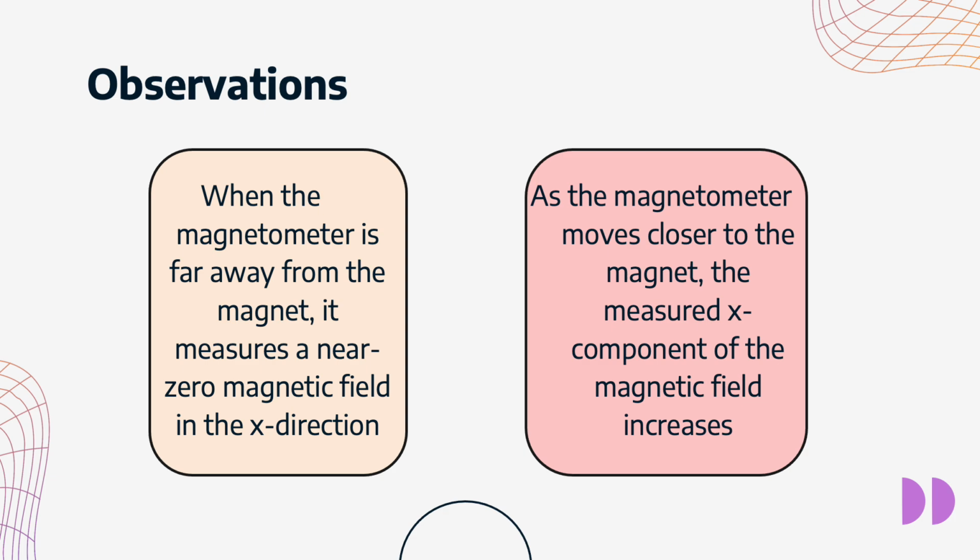So some more observations that we made. When the magnetometer is far away from the magnet, it measures a near zero magnetic field in the x direction, which is true. As the magnetometer moves closer to the magnet, the measured x component of the magnetic field increases.